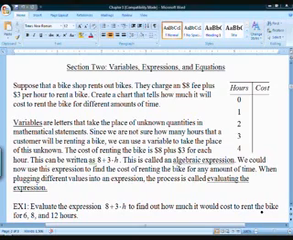Okay, here we go. Again, this is Chapter 1, Section 2, Variables, Expressions, and Equations. What we're going to do in today's lesson is get more into the algebra part, talking about variables, talking about expressions. We're starting algebra. Anytime you hear the word variable, you know you're talking algebra. Starting out with a problem.